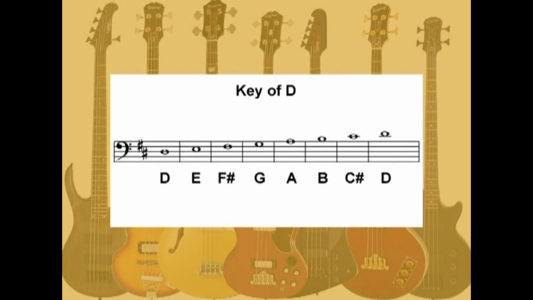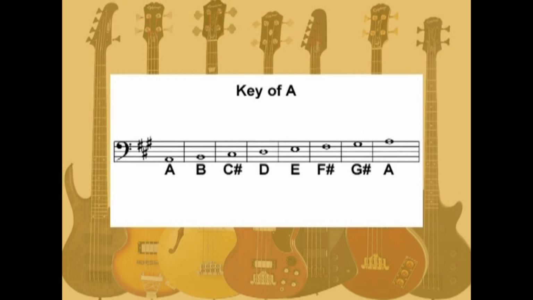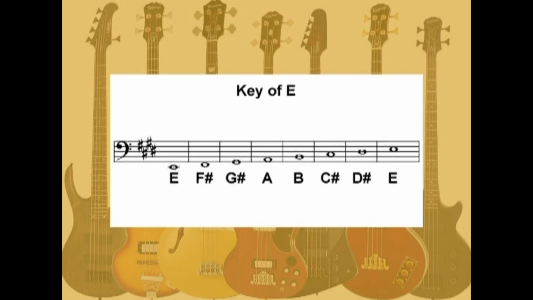A key signature with two sharp notes indicates the key of D, which uses the notes D, E, F sharp, G, A, B, C sharp, D. The key of A uses 3 sharps. The key of E uses 4 sharps.